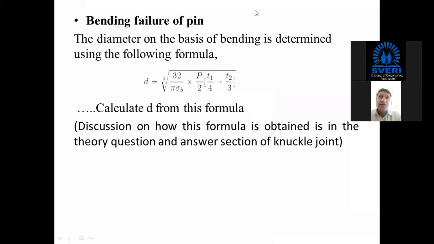Okay. Now this pin will also undergo bending, as we have seen in the case of the quarter joint, where this quarter pin is undergoing bending.